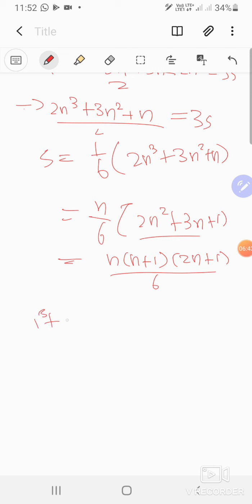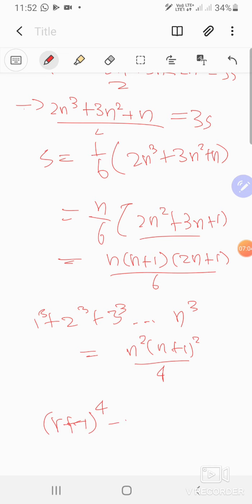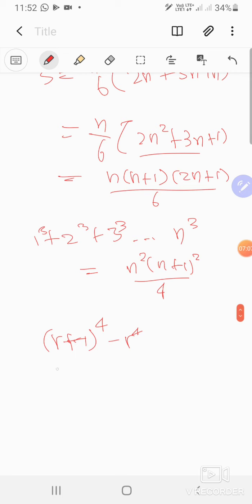So you got 1 cubed plus 2 cubed plus 3 cubed all the way to n cubed. We want to prove that this is actually equal to n squared into n plus 1 whole squared upon 4, right? So just do that in a similar fashion. We are going to find r plus 1 to the 4th power minus r to the 4th power. All right, what's that supposed to be equal to? That is supposed to be r to the 4th plus, you got 1, 4, 6, 4, 1, right?